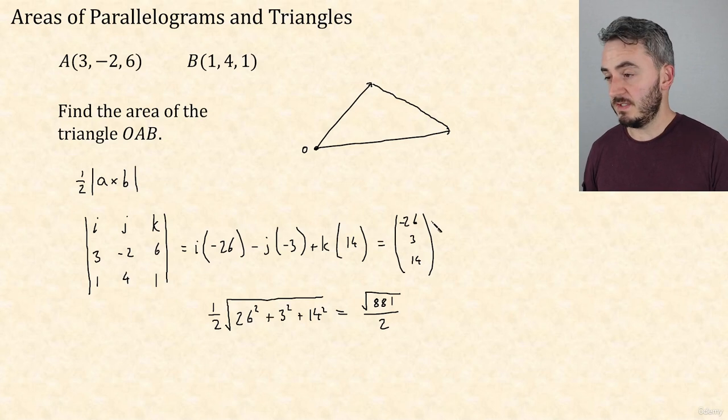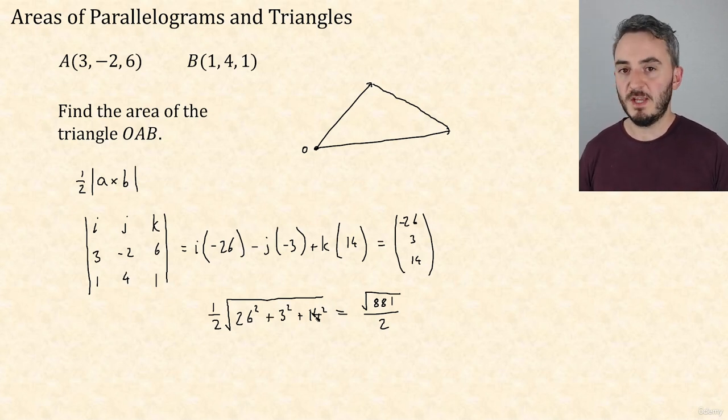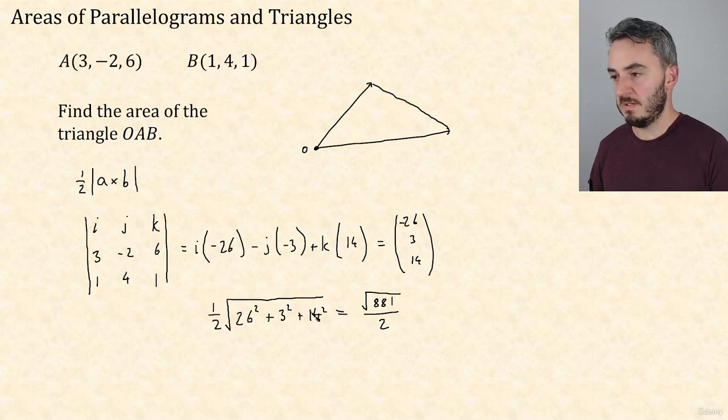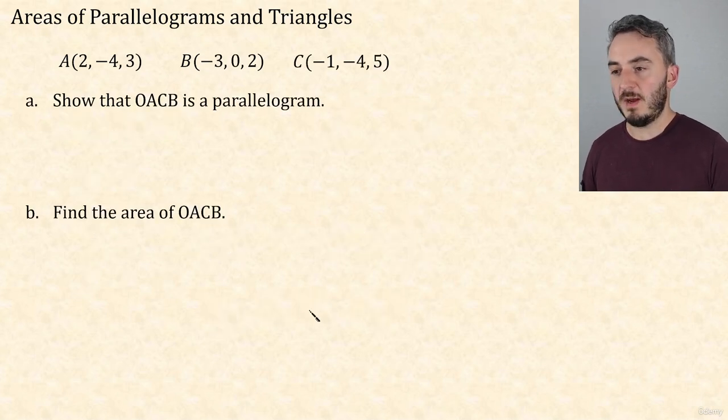Now in this case, it doesn't actually matter if you did A cross B or B cross A, because if you've got the negative of this, well, it wouldn't actually affect the modulus. So for this precise one of finding areas, it doesn't matter whether you do A cross B or B cross A. Okay, let's have a go at a parallelogram problem.